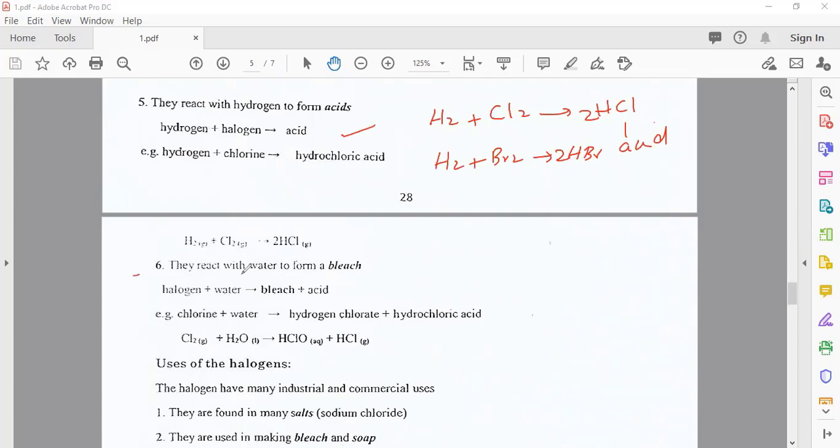Number 6, they react with water to form bleach. For example, when chlorine reacts with water, it forms bleach plus acid. Bleach, you know, the Clorox you use to clean your washrooms, and also to wash clothes if they are white. So when they react with water, they form bleach and also acid. This is their sixth chemical property.